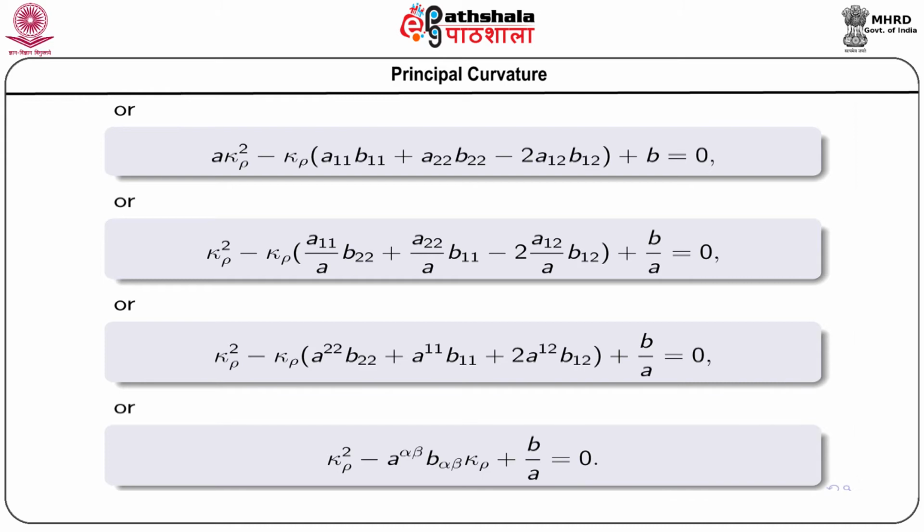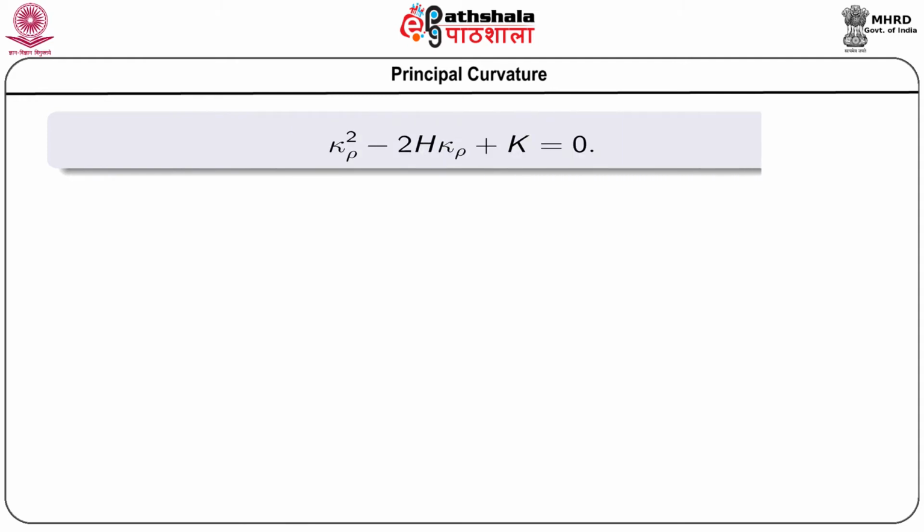So, the middle term can be written in tensor notation as a alpha beta b alpha beta kappa rho. So, the whole equation becomes kappa rho square minus a alpha beta b alpha beta kappa rho plus b by a equals to 0. That means, kappa rho square minus 2h kappa rho plus k equals to 0. So, this is a quadratic equation in kappa rho which has two roots.